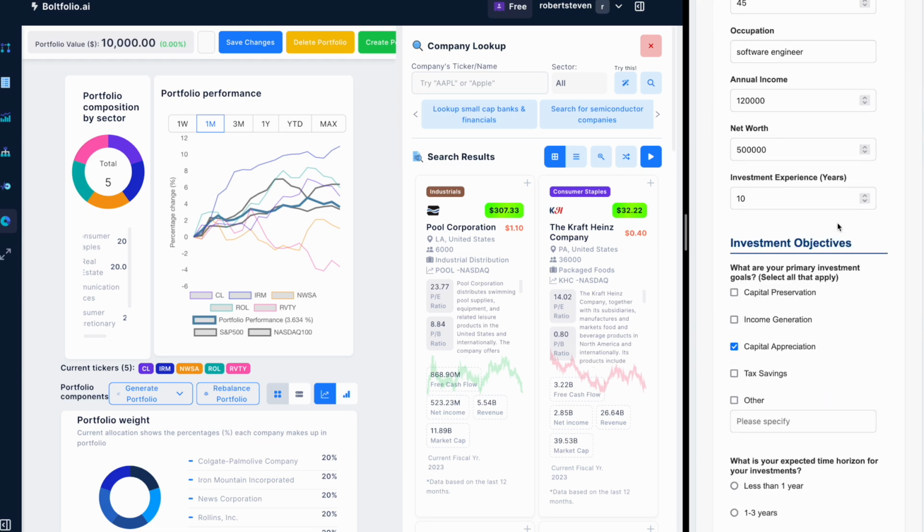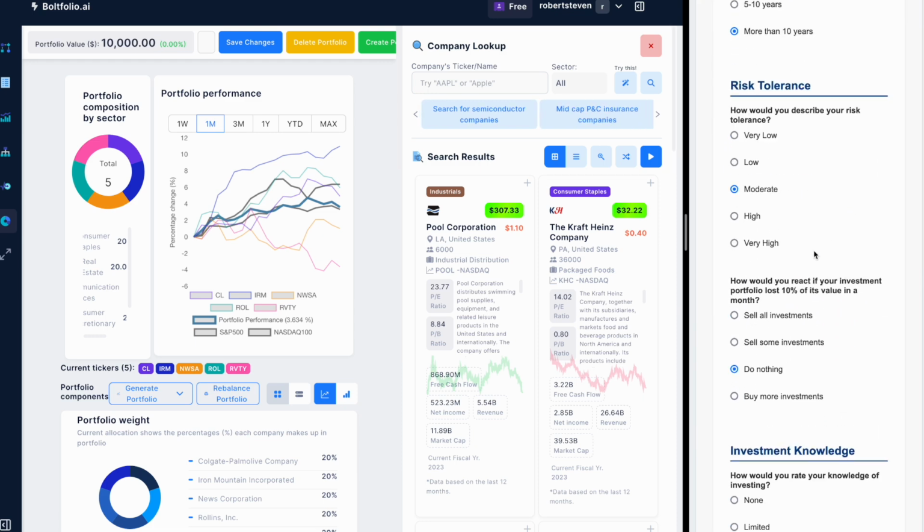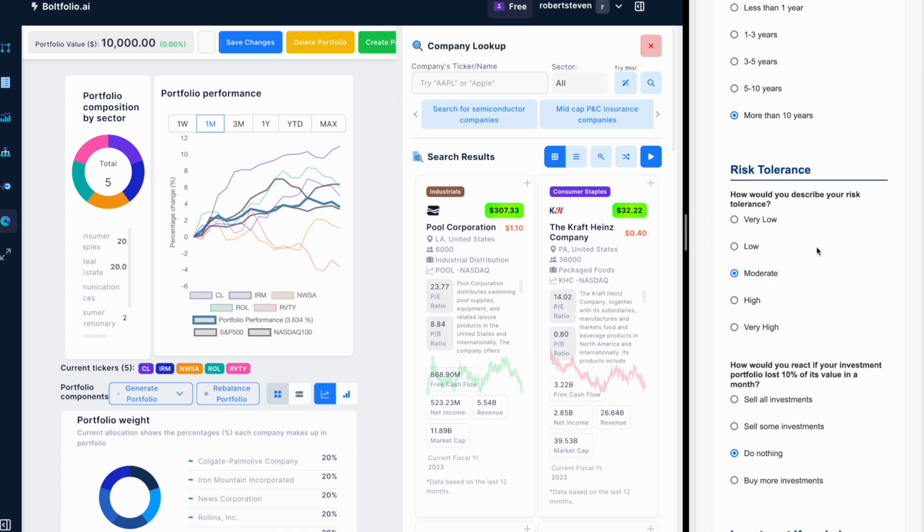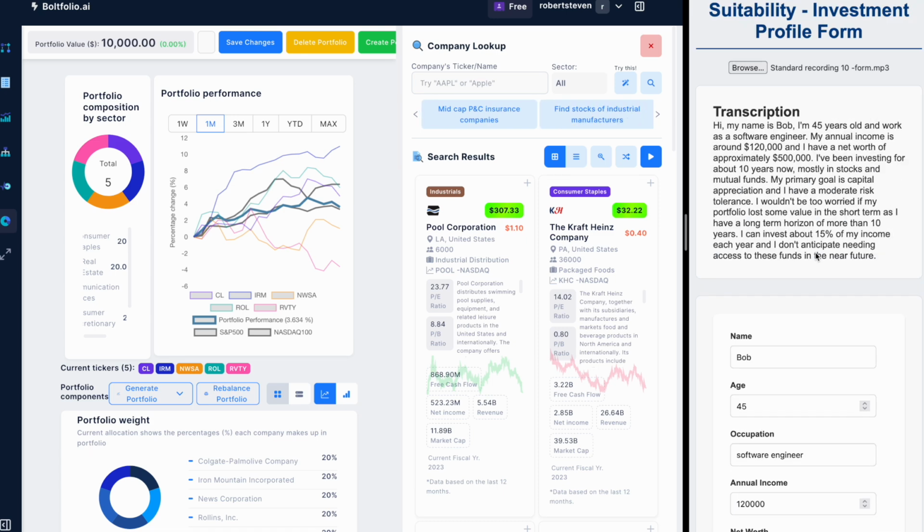So that's what I wanted to share with you guys today. Talk a little bit about this whole idea of suitability, investment profile forms, onboarding, and how we can use the new technologies of generative AI to improve this process and bring more people into the market.